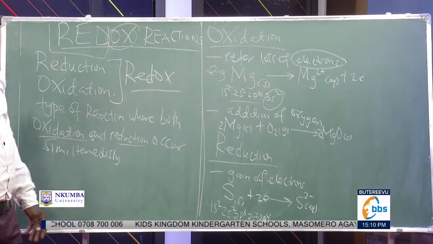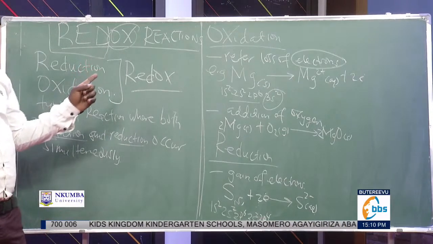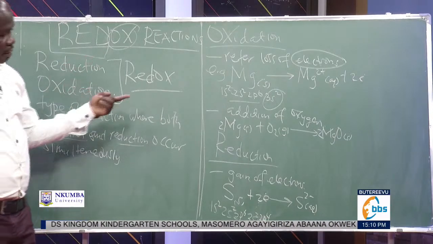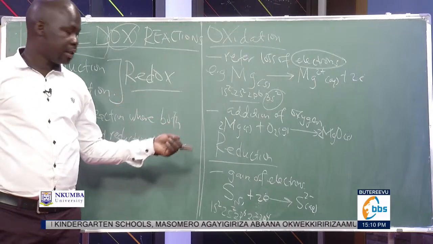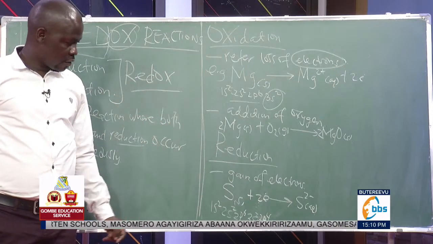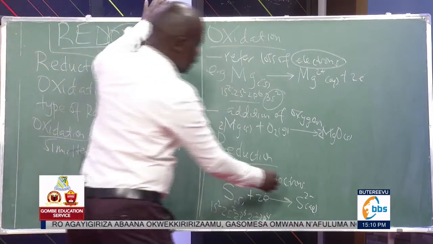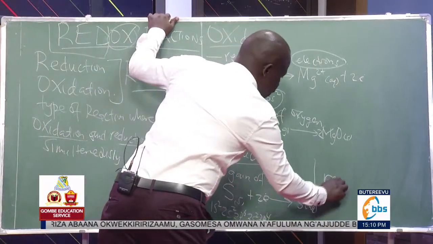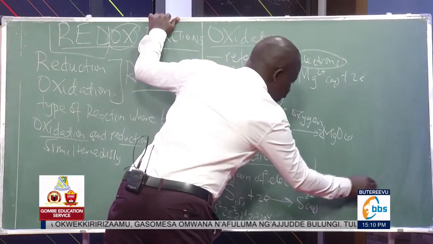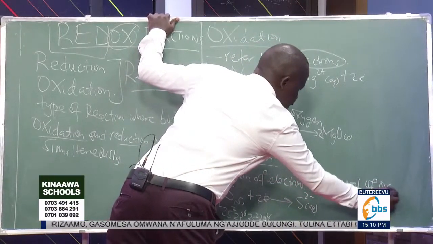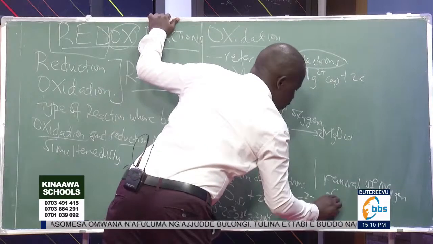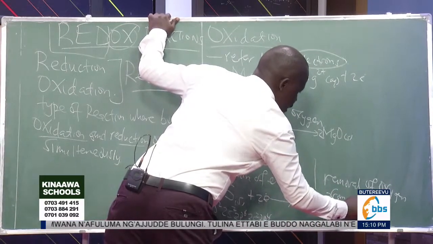So in summary, oxidation, loss of electrons, normally occurs in metals. Then reduction is the gain of electrons, normally occurs in non-metals. In terms of oxygen, it is the removal of oxygen from a compound.